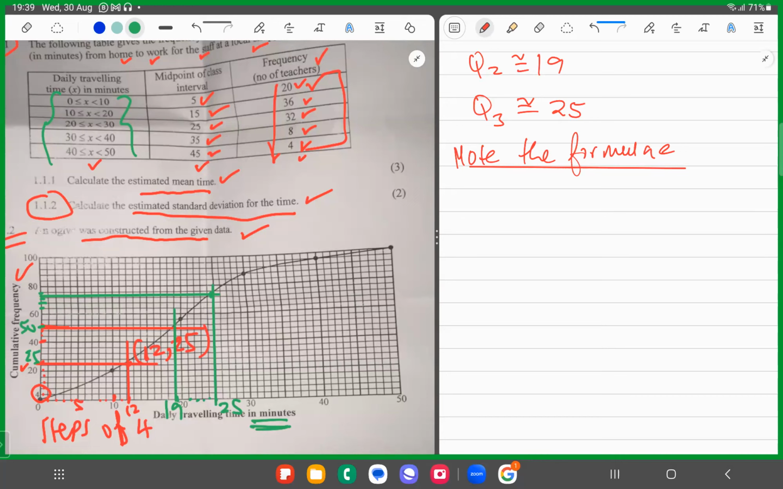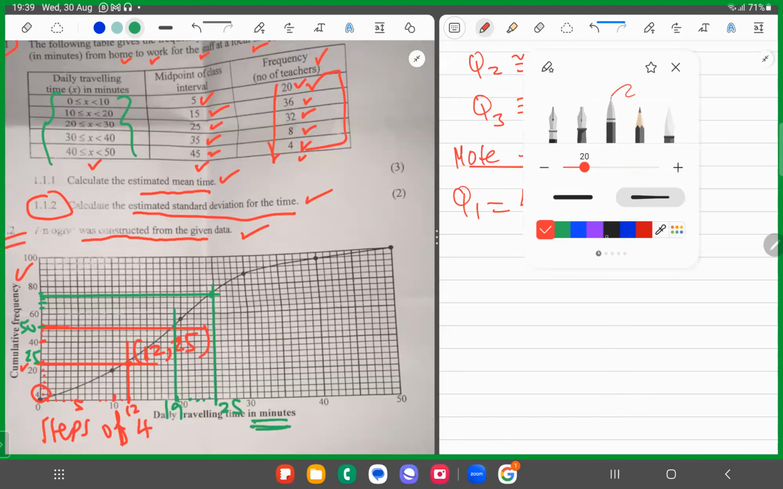Q1, Q2. There's a formula for Q1. We say Q1 is L plus N over 4 minus CF. You might be seeing this for the first time, but it's going to help you. You divide by the frequency, and you multiply by C.